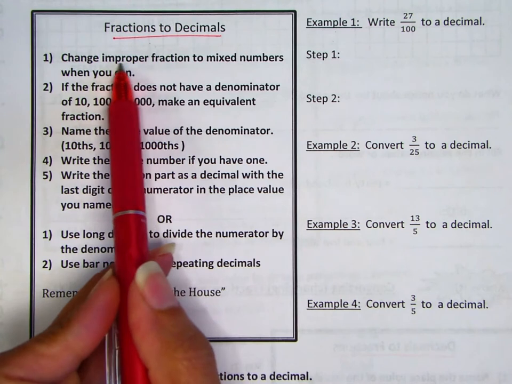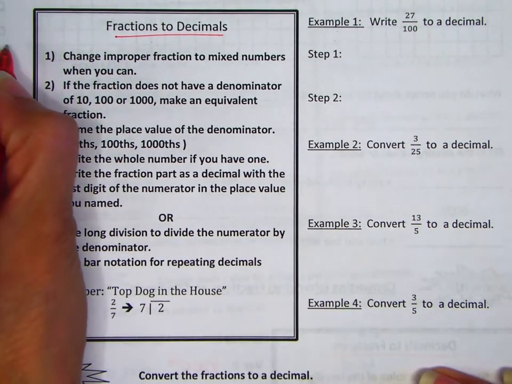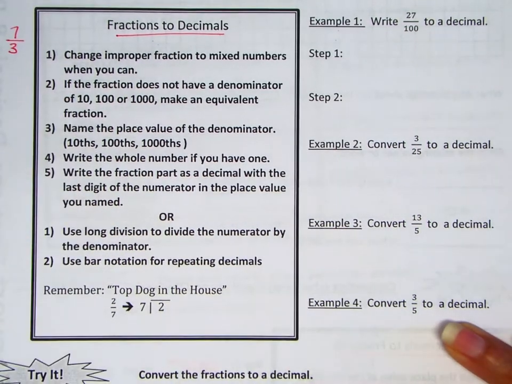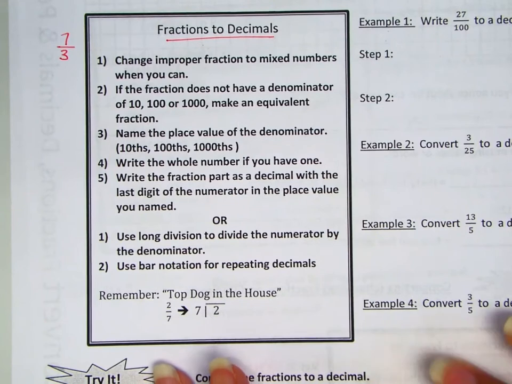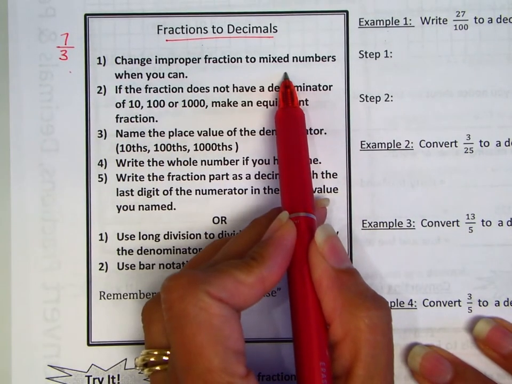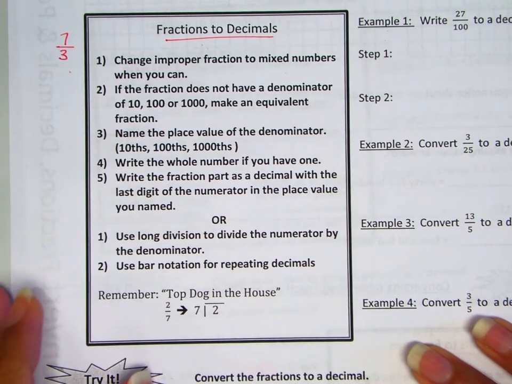So anytime you have an improper fraction, remember an improper fraction is one where the numerator is bigger than the denominator, like that example right here, you need to change it into a mixed number. It doesn't always happen, but whenever it does, I want you to make sure you change that into a mixed number.